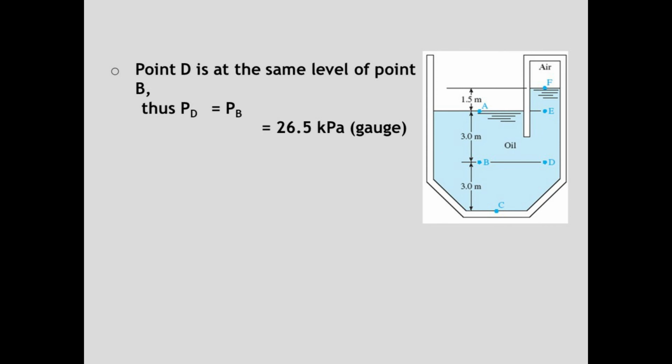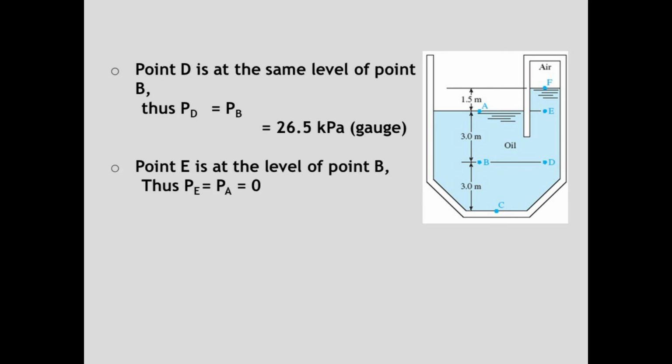Okay, let's go to point D, E and F. Okay, point D is the same as point B. It's located 3 meter below the liquid surface. So either you calculate again for point D, or you can just take the pressure at point B because the location, the h, is the same. So you know that PD is equal to PB, equal to 26.5 kilopascal.